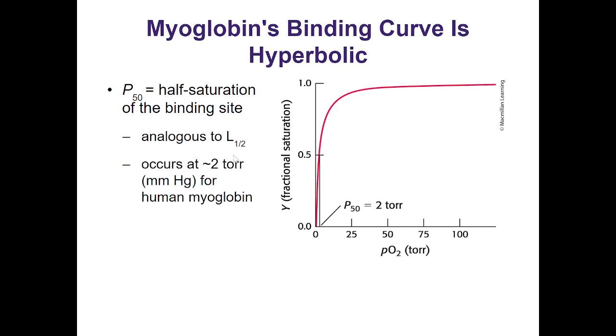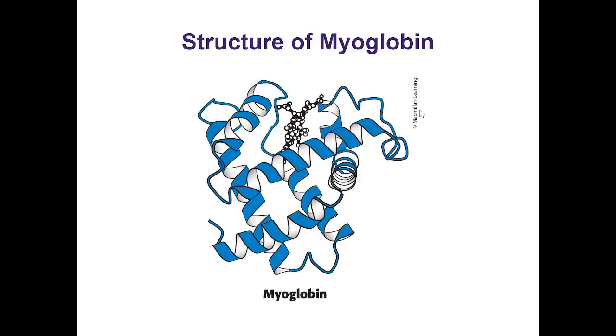This is going to occur typically at about 2 torr, and torr is the same as mmHg, millimeters of mercury, Hg, pressure. So again, that's for myoglobin. This is human myoglobin here. You can see the P50 here, 2 torr, and then eventually it reaches its steady state right here, in which case you have basically all the slots bound. Any more pressure isn't really going to do much.